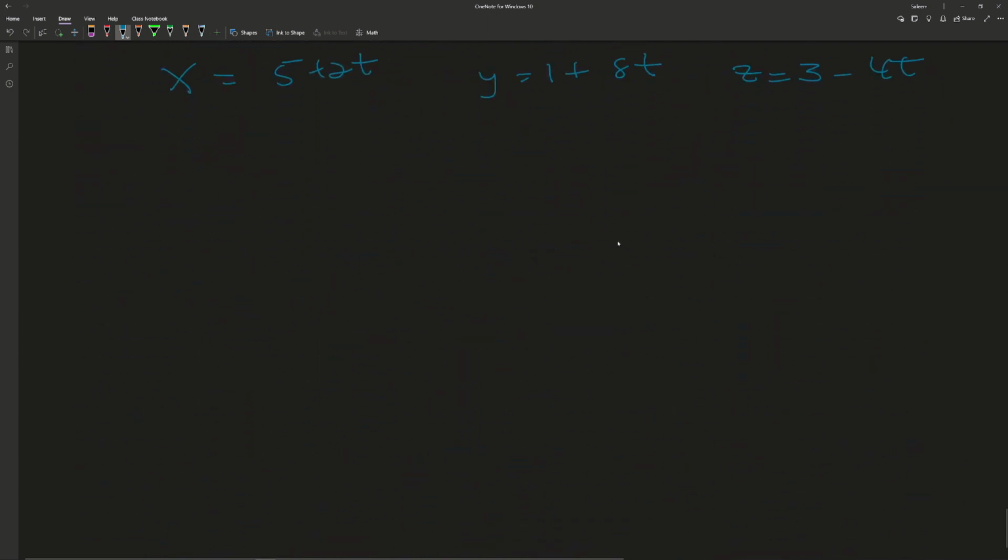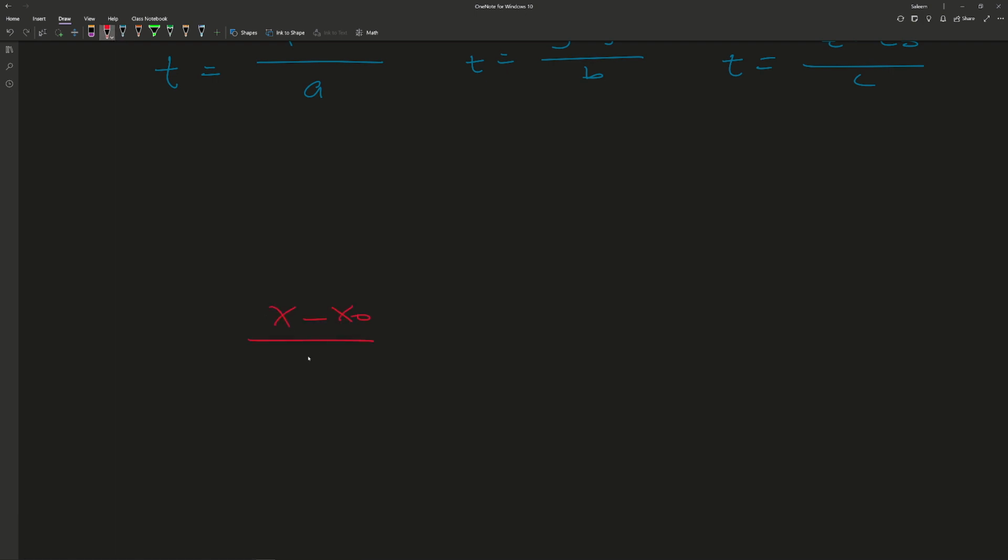So if we do that, that process, which isn't so long, then t becomes x minus x0 upon a. t is also y minus y0 upon b. And t is also z minus z0 upon c. But t is the same throughout, which tells me that x minus x0 upon a is equal to y minus y0 upon b, which is the same thing as z minus z0 upon c.